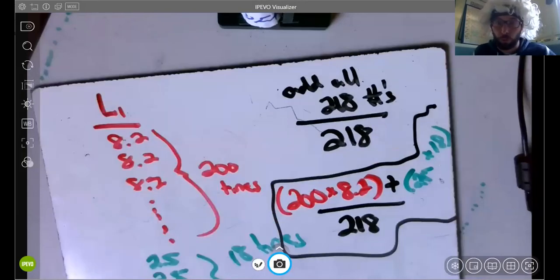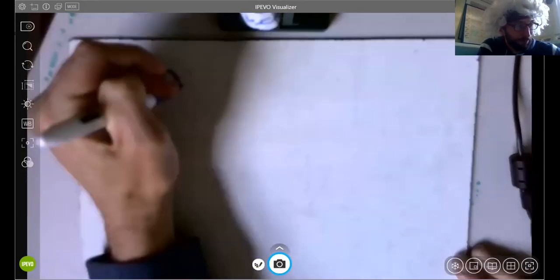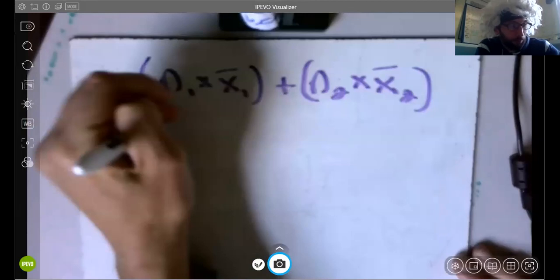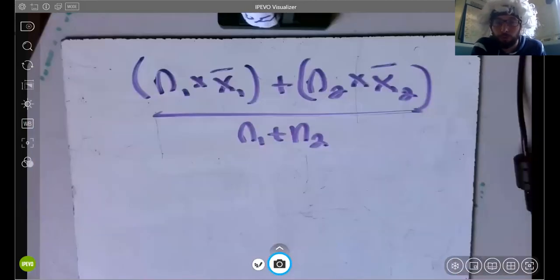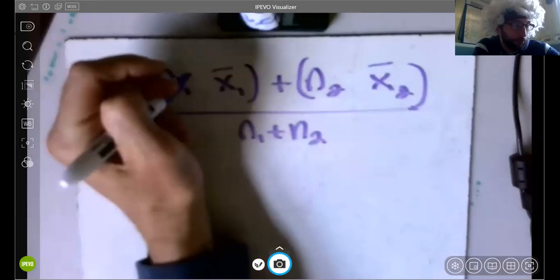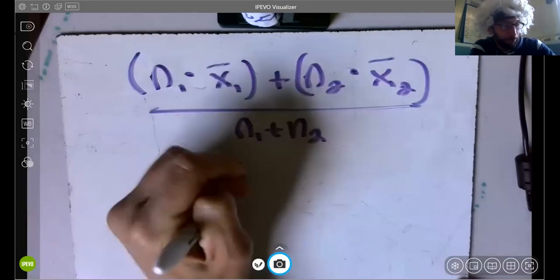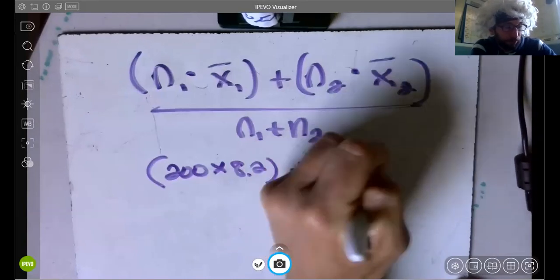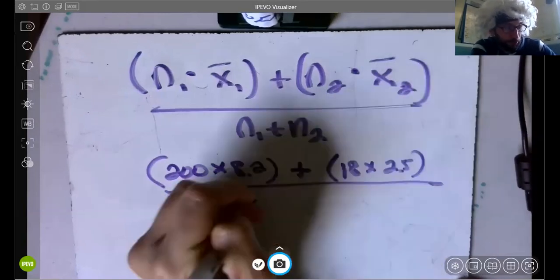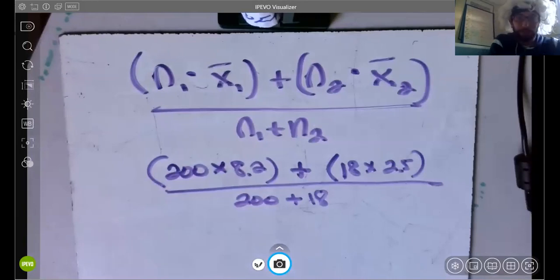So to read it, like I'm trying to go through where that came from. For all you formula memorizers out there, I'm not into that. It's not my thing. Essentially we're going to take n1 times x bar 1 plus n2 times x bar 2, all over n1 plus n2. And this would work if you had more than 2 samples. You could do this with 10 samples. There would just be n1 through n10 and x bar 1 through x bar 10 on the top, and so on. So for us, we've got 200 times 8.2 plus 18 times 2.5, divided by the total sample size 200 plus 18. All right. So that's how we get the overall average.